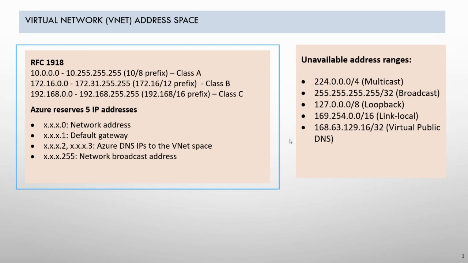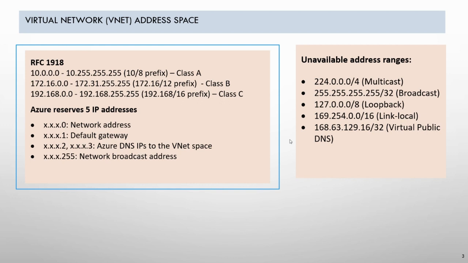The next thing you need to understand is the IP reservation. Even though you can take any range, five IP addresses are reserved by Azure. You can see that .0 is assigned to the network address, .1 to the default gateway, .2 and .3 to the internal DNS IPs, and then .255 is assigned as the network broadcast address. Other than that, you can take any IP. For example, if you create a first virtual machine, it will start from .4.